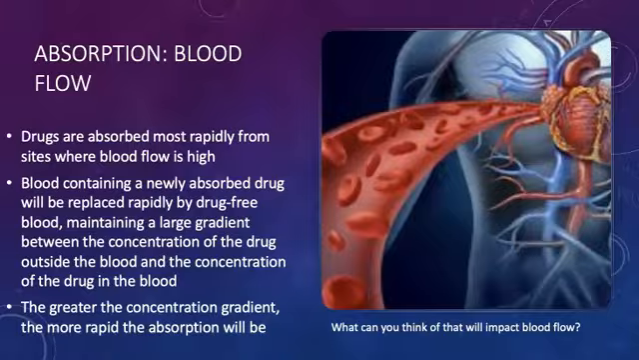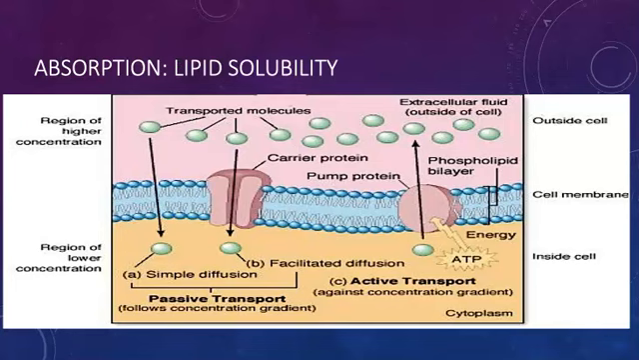So the greater the concentration gradient, the more rapid the absorption will be. This is really the concept of diffusion, where products move from the area of high concentration to the area of low concentration.